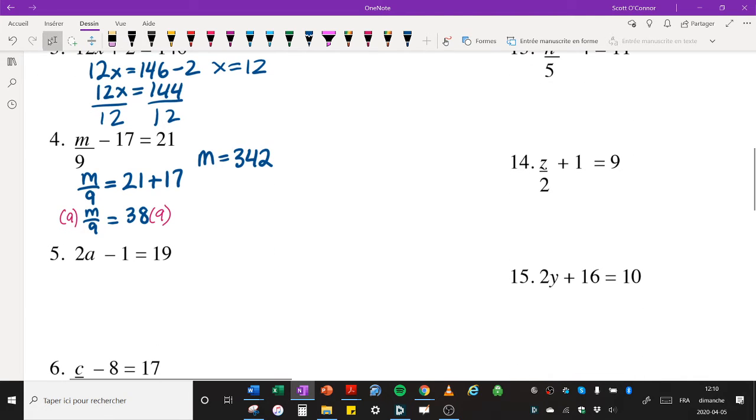Question number 5. Question number 5 is 2a minus 1 equals 19. I have multiply by 2 in the way. I have subtract 1 in the way. I get rid of addition and subtraction first, so I'm going to get rid of minus 1 by adding 1 to both sides.